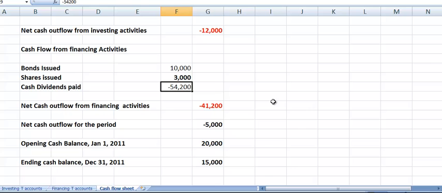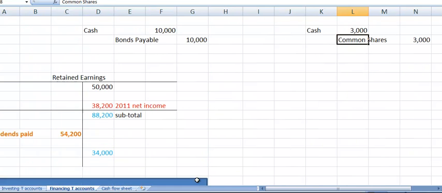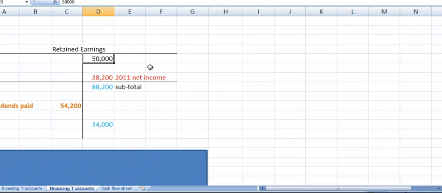In that case, the only account that we can really look at to determine whether or not or how much of any cash flow was paid in dividends, if anything, is to go through a T account. So let's start. We can see here that our retained earnings, we know from our question, started at 50,000 and ended up at 34,000. So how did that happen? You remember in the question, income of 38,200 was earned during the year. So we have a subtotal before there were any dividends declared and paid of 88,200.